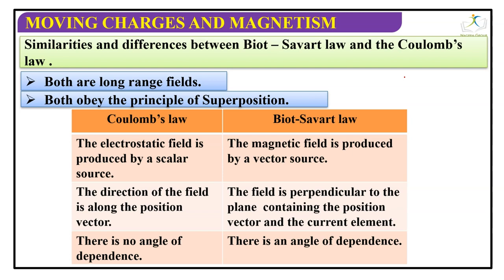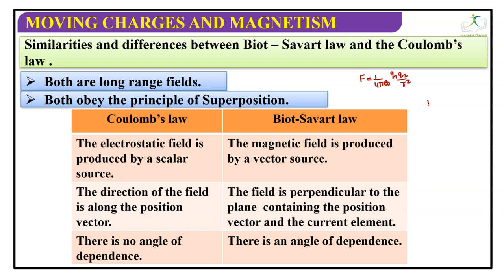Relating this to the Biot law: as we saw earlier, the electrostatic field is produced by a scalar source, and the magnetic field by a vector source. The direction of the magnetic field is perpendicular to the plane containing the position vector and the electric current. There is no angle dependency in Coulomb's law. If you remember the formula, students, Coulomb's law is F equals 1 by 4 pi epsilon naught Q1 Q2 by R square.